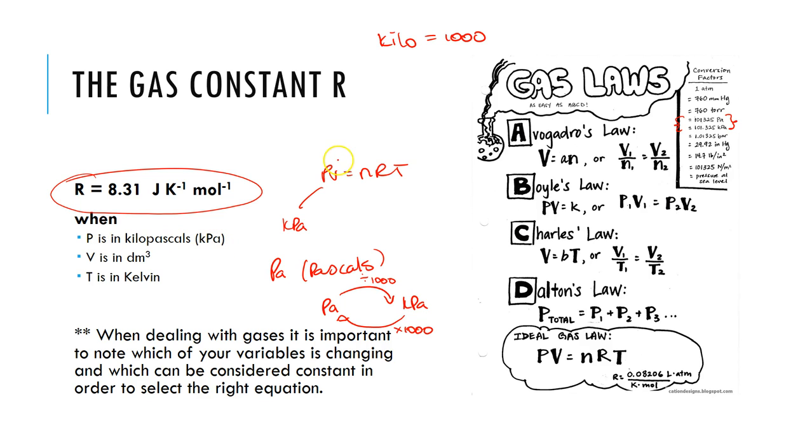Volume, like everything else in the IB, is going to be in decimeters cubed, so we need to convert that if we need to. And temperature must always be in Kelvin, remembering that to go from degrees C to Kelvin, we add 273. So we need to always pay attention to the variables that are changing and also the units that we use for those.